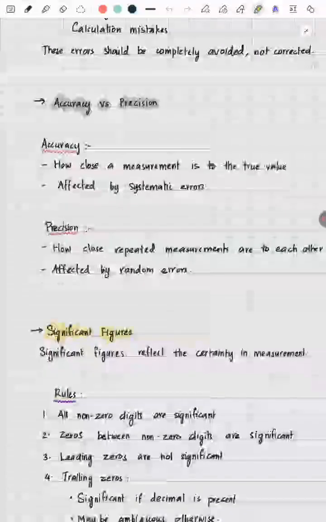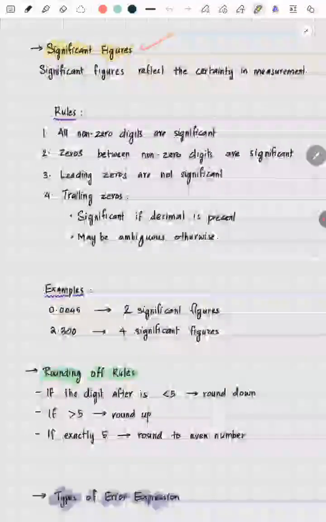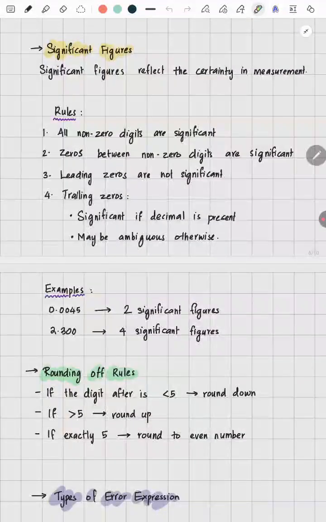Next, we come to significant figures, which indicate the precision of a measurement. Significant figures include all the digits that are known with certainty plus one uncertain digit. For example, if a value is written as 2.50, it has three significant figures, indicating a higher level of precision than 2.5. Understanding significant figures is important because it tells us how reliable a measurement is and helps in reporting results correctly.